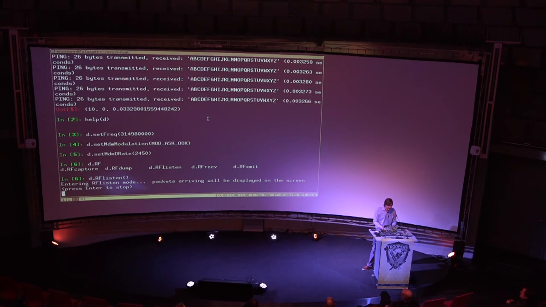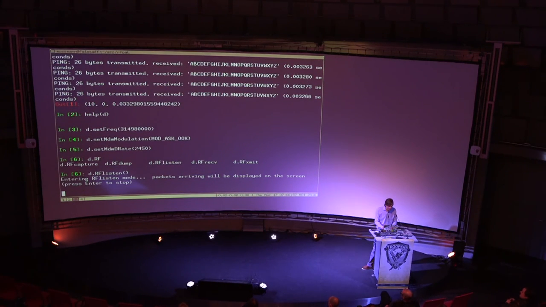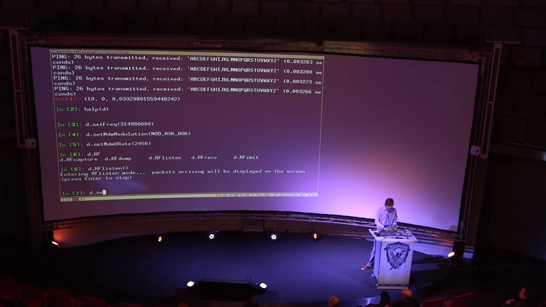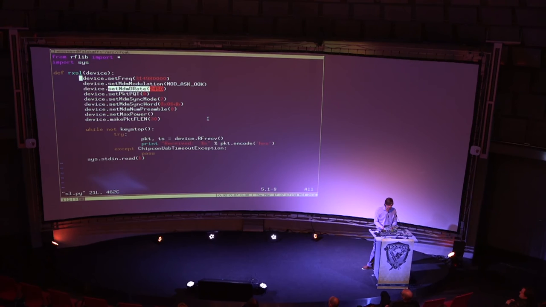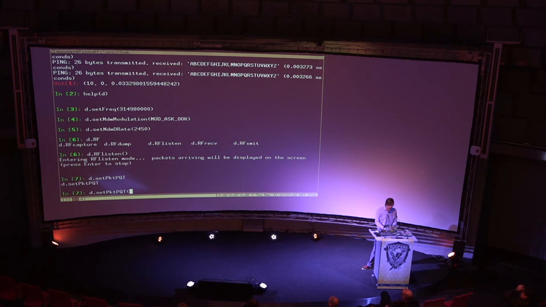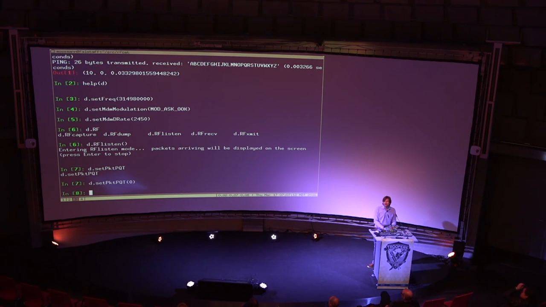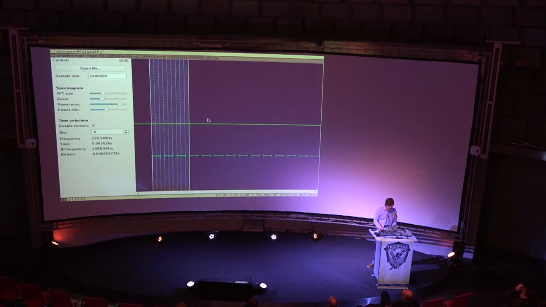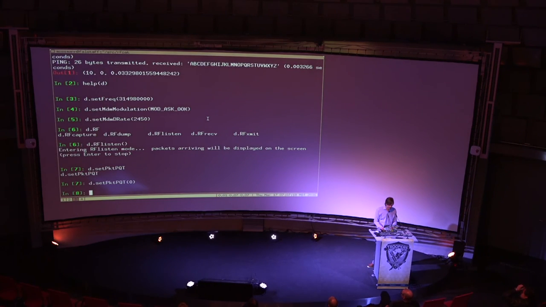And those two patterns don't correlate very well. So what I need to do is tell it, is it PQ? What is the command? Packet PQT. Tell it to set its preamble quality threshold to zero. Don't bother looking for a preamble. And now let's see if we can detect it.